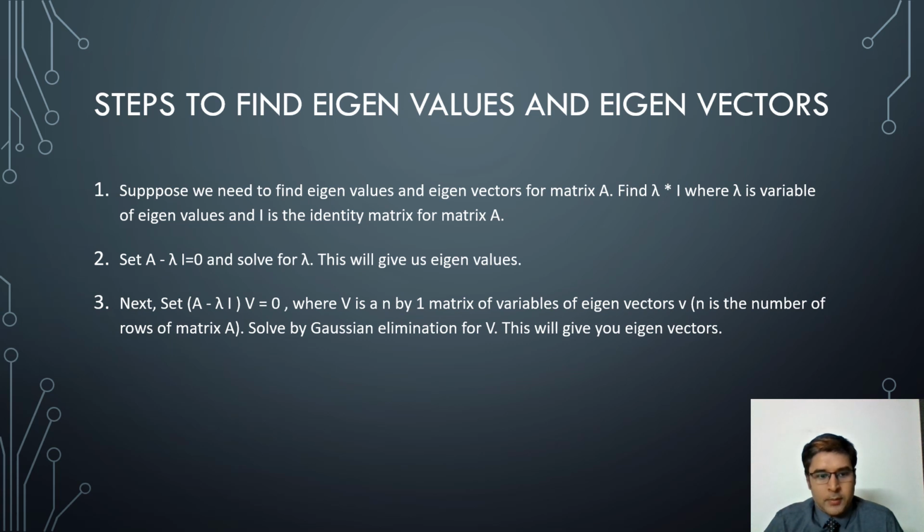Next, set A minus lambda I into V is equal to 0, where V is an n by 1 matrix of variables of eigenvectors V. N is the number of rows of matrix A. And solve by Gaussian elimination for V. This will give you eigenvectors. So we have discussed all of this in the mathematical preliminaries.